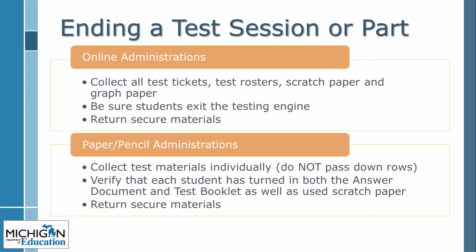When ending a test session for an online administration, all test tickets, test rosters, scratch paper and graph paper if used, must be collected individually from students to be securely destroyed. Test administrators should also be sure that students exit the testing engine. In paper/pencil administrations, test booklets, answer documents, scratch paper and graph paper if used, should be collected individually. These documents should not be passed down rows. Be sure to verify that all answer documents, test booklets, and scratch paper are collected from all students.